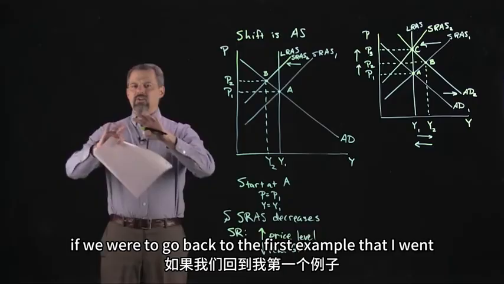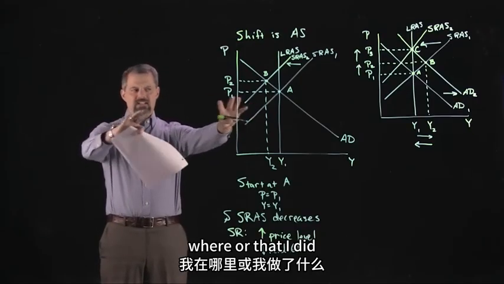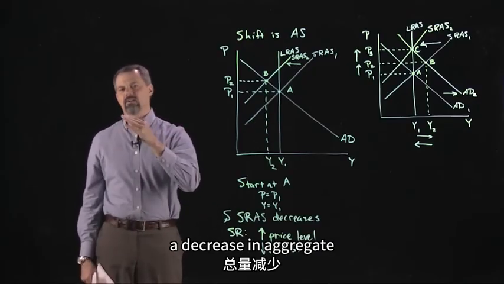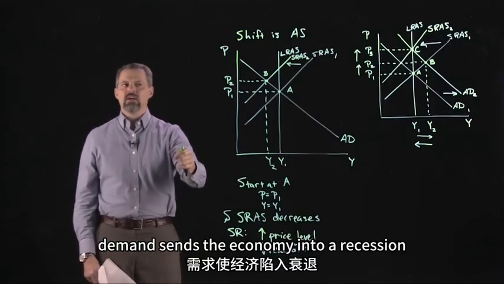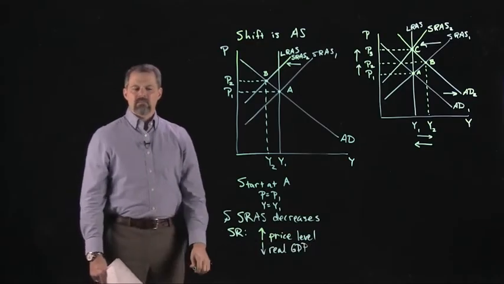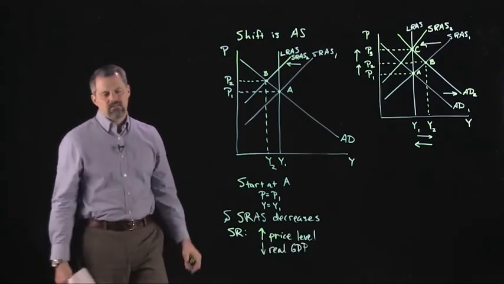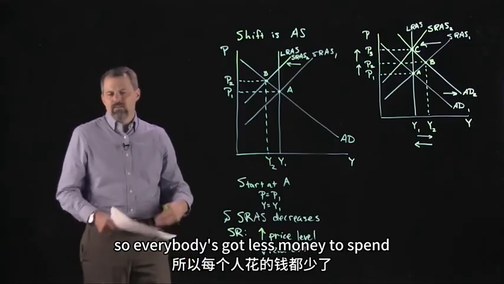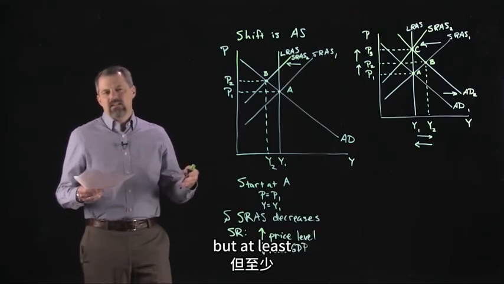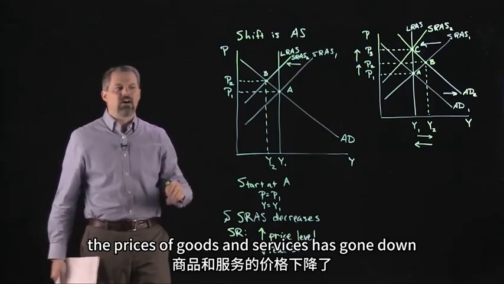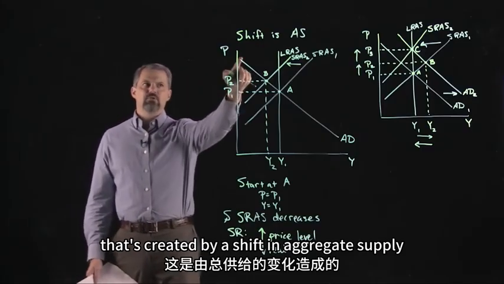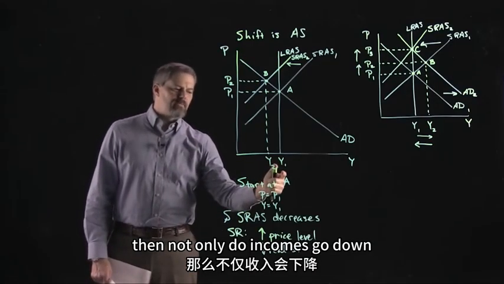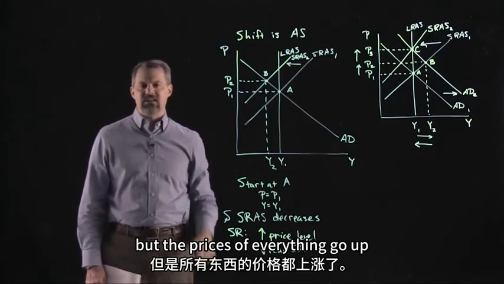If we were to go back to the first example that I did where we had a decrease in aggregate demand, what we saw was a decrease in aggregate demand sends the economy into a recession, but it drives the price level down. That's kind of like a silver lining. You know, the incomes are going down, but at least the price level has fallen. So everybody's got less money to spend, but at least the prices of goods and services has gone down. If we have a recession that's created by a shift in aggregate supply, then not only do incomes go down, but the prices of everything go up.